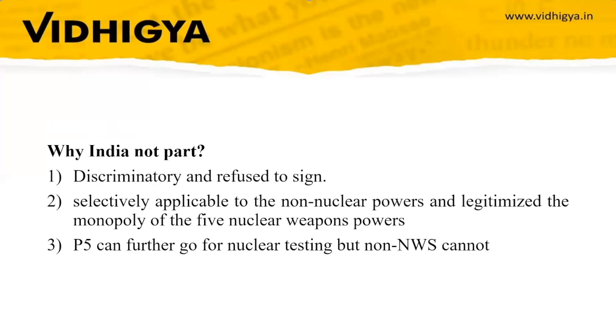However, point 3, that is P5 can further go for nuclear testing, but non-nuclear weapon states cannot. So P5, again, those countries can go for further nuclear testing, but other countries cannot go as per this treaty.